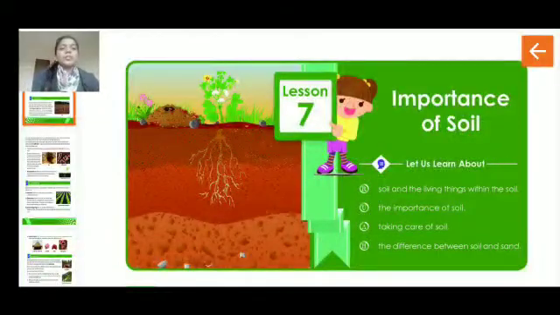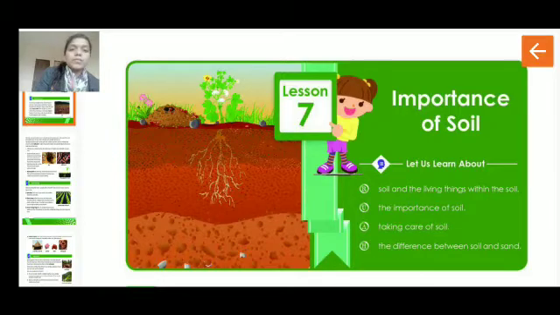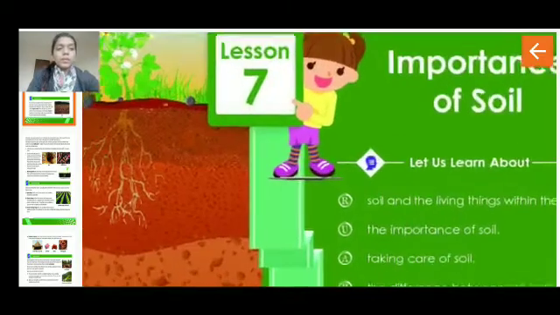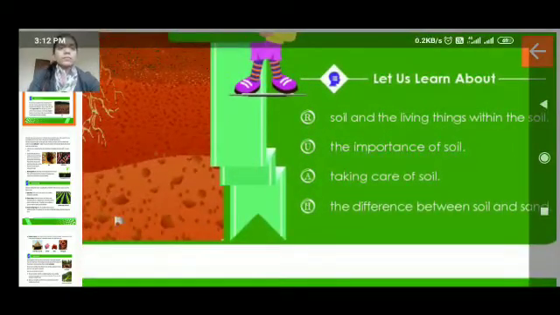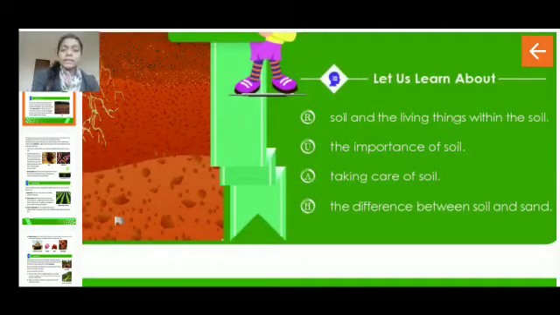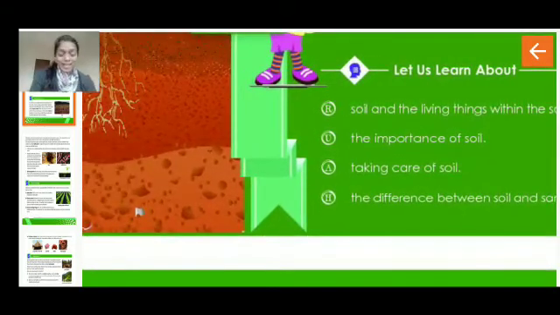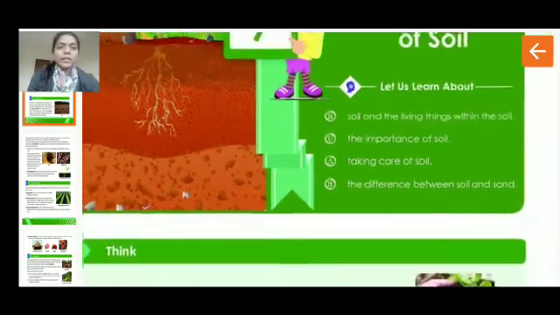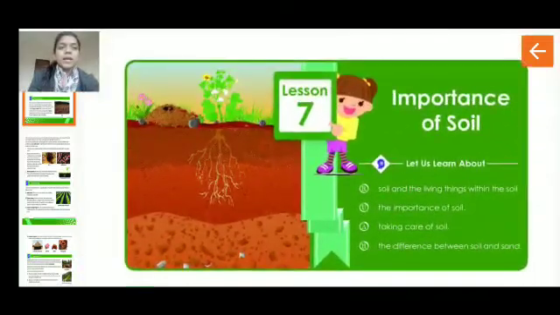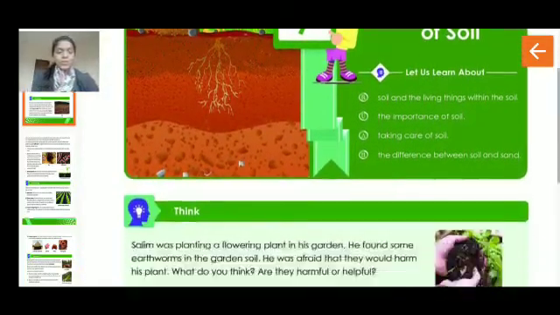Students, so today we will start with our new lesson, lesson number 7, importance of soil. Now in this chapter we are going to learn about soil. What are we going to see? We will learn about soil and the living things within the soil, the importance of soil, taking care of soil, and the difference between soil and sand, which you need to know, right? So in this lesson, let us start knowing the soil more.